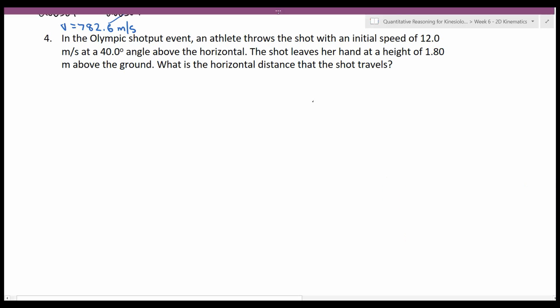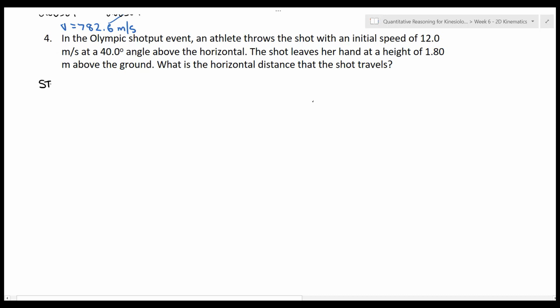Okay, so let's begin with step 1. Draw a picture. X, Y. All right, so the shot leaves her hand at a height of 1.8 meters above the ground. So let's say this is 1.8 meters. And it's thrown with an initial speed of 12 meters per second at an angle of 40 degrees above the horizontal. So it's above the horizontal this time. The angle is 40 degrees above. So there's my 40 degrees. This is my V initial, and it equals 12 meters per second.